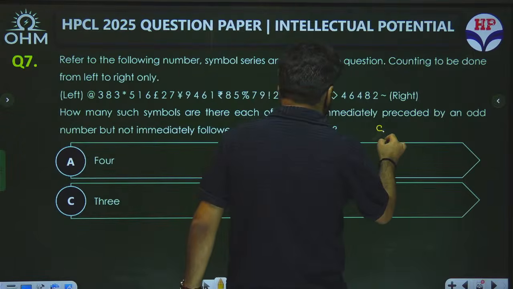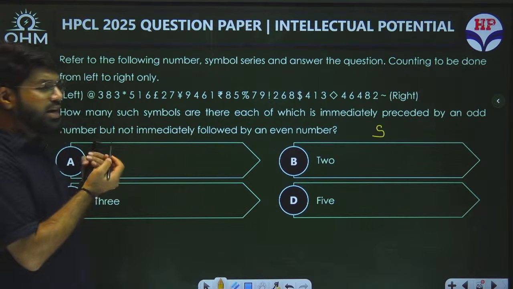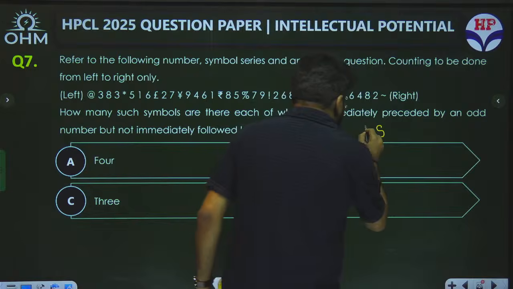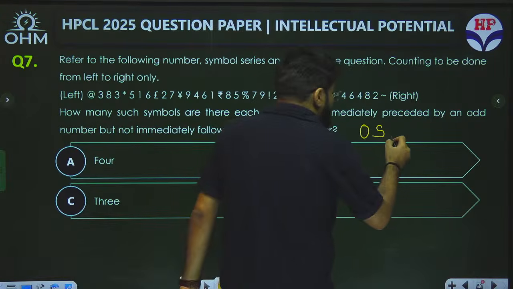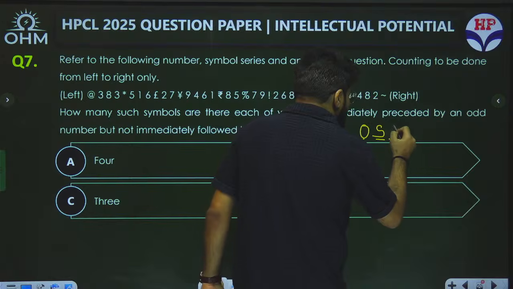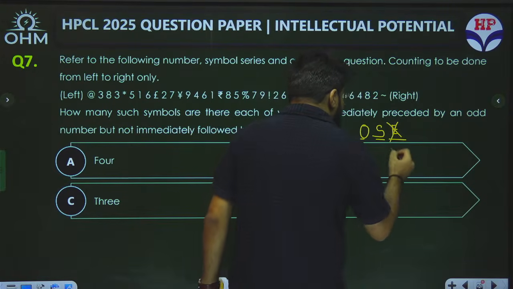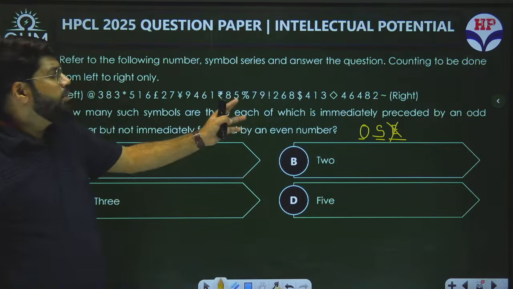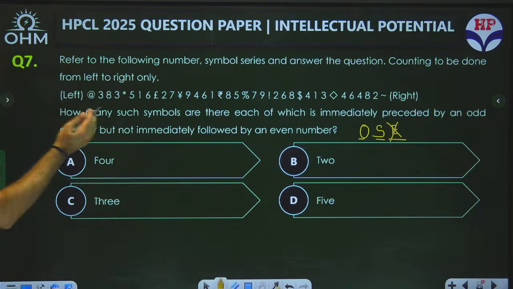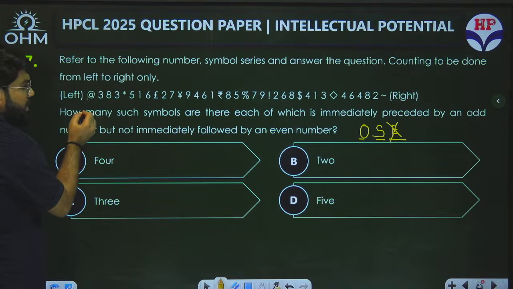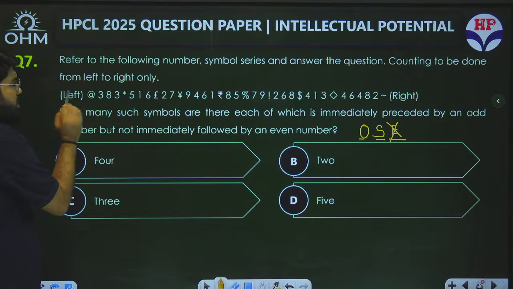Suppose the symbol is S, okay, which is preceded by an odd number. So before it, an odd number has to be there, but it is not immediately followed by an even number. So what should come up here? 1, 2, 3. Here even should not come. Anything other than even. Okay, so here what can come? It may be a symbol or it may be an odd number. Okay, so we have to find such symbols. Okay, so see, @ is the symbol, but it has to have an odd number before it. So this is not correct.